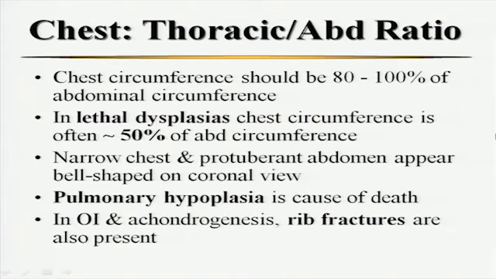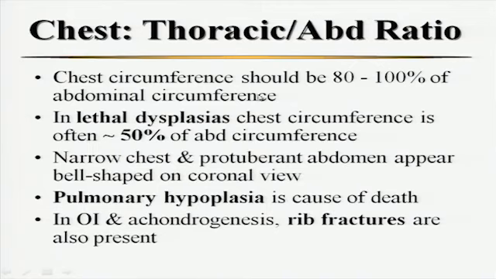The normal chest circumference should be 80 to 100% of the abdominal circumference. So you're actually going to do a thoracic-abdominal ratio: get your chest circumference divided by the abdominal circumference, and it should be at least 80%. In lethal dysplasias, the chest circumference is often only half the size of the abdominal circumference. And that's why you get that bell shape. It's pulled in at the chest area and then goes to normal size down at the abdomen. So you have a narrow chest and a protuberant abdomen that appears bell-shaped on the coronal view.